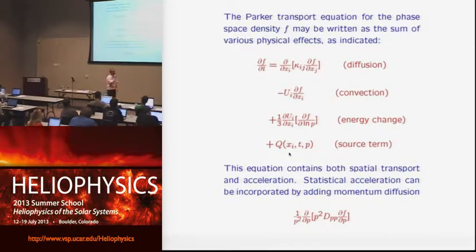I'm not going to spend too long on this. Some of these things have already been mentioned, like the Parker transport equation. You've got these different terms, putting together convection, diffusion, energy change. The source term corresponds to some process which is injecting particles out of the thermal distribution at low energy and just starting them off. And then once they start off, they can start this diffusion process.